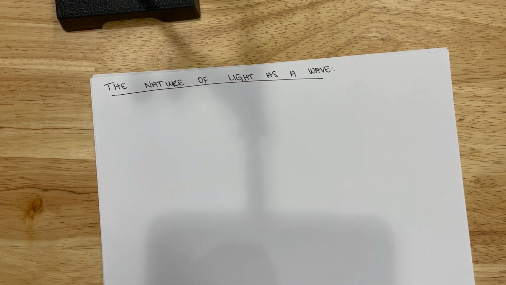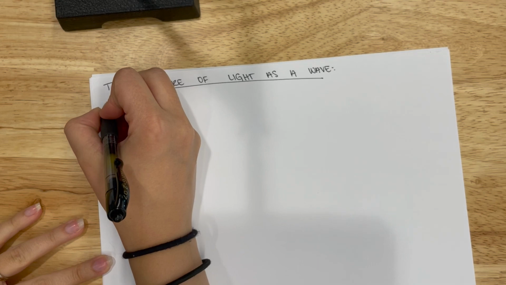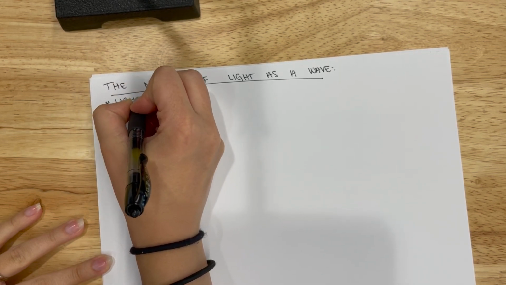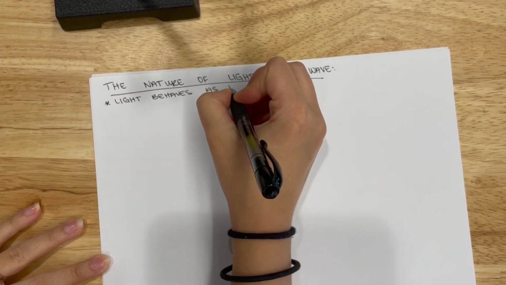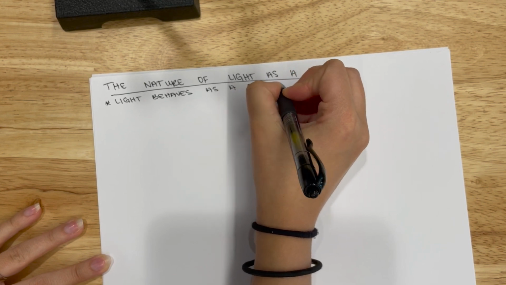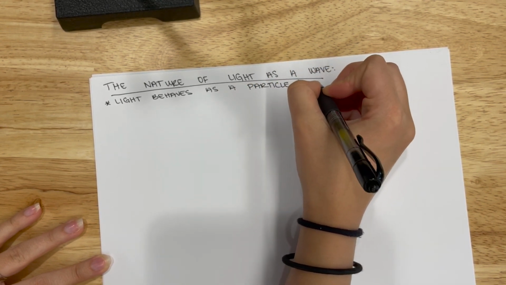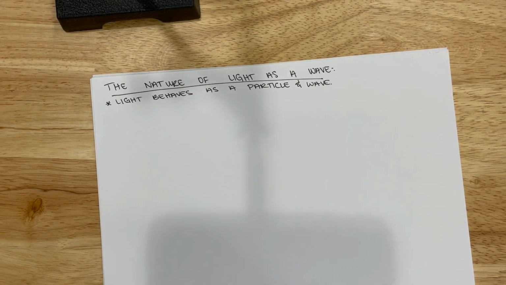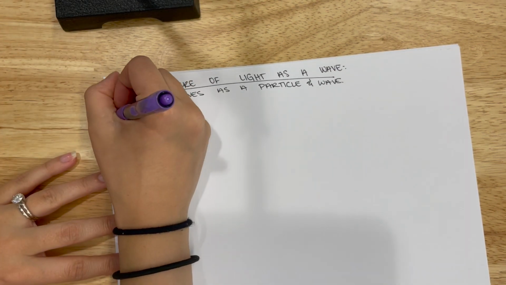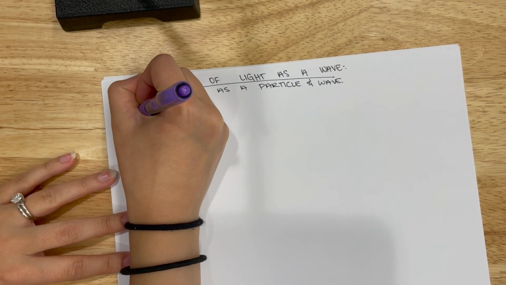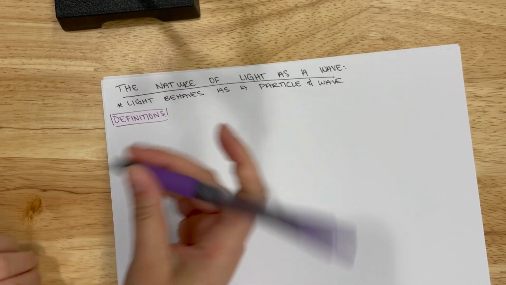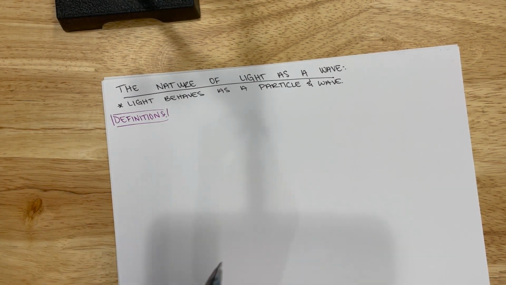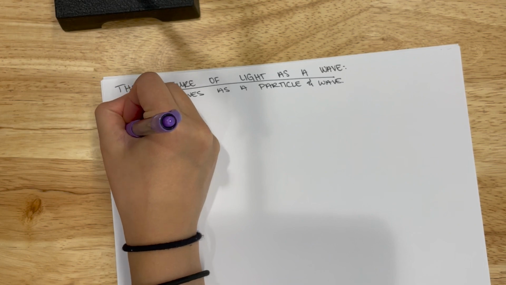Okay, so we're going to start with this idea that light behaves as both a particle and a wave. So it's got two properties that show up. We're going to talk about some definitions and use some terms. Hopefully you remember talking about light last year in physics class, but if you don't, that's okay. The first definition that we're going to cover is electromagnetic radiation.